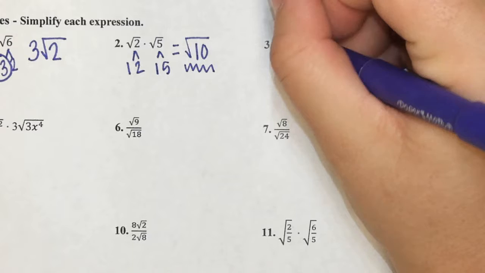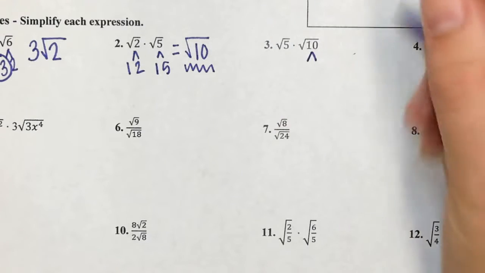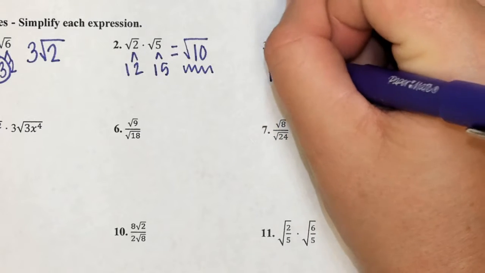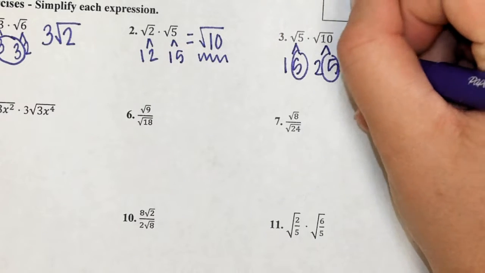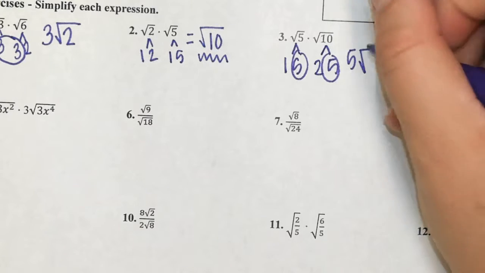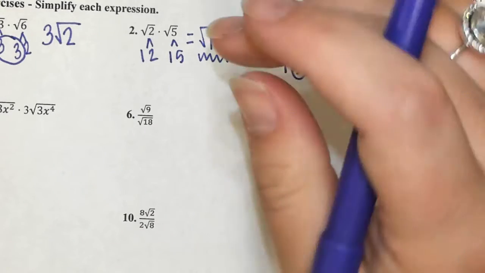What did 3 break down to be? What's 10? 2 and 5, and then this breaks down to be 1 and 5. 5 and 5 comes out front, so 5 square root of 2 times 1, which is... Okay, good.